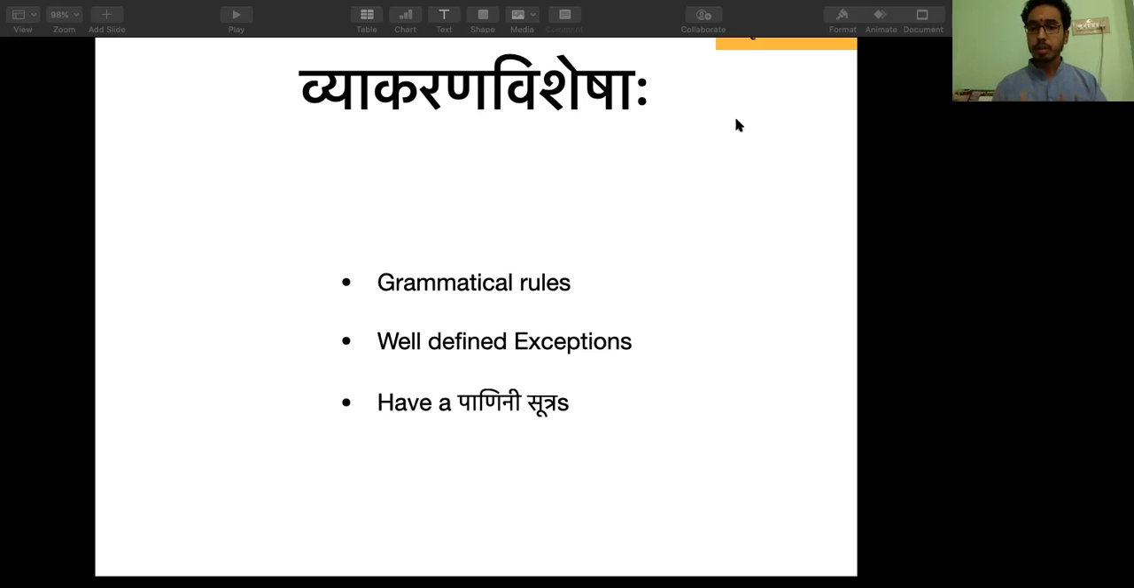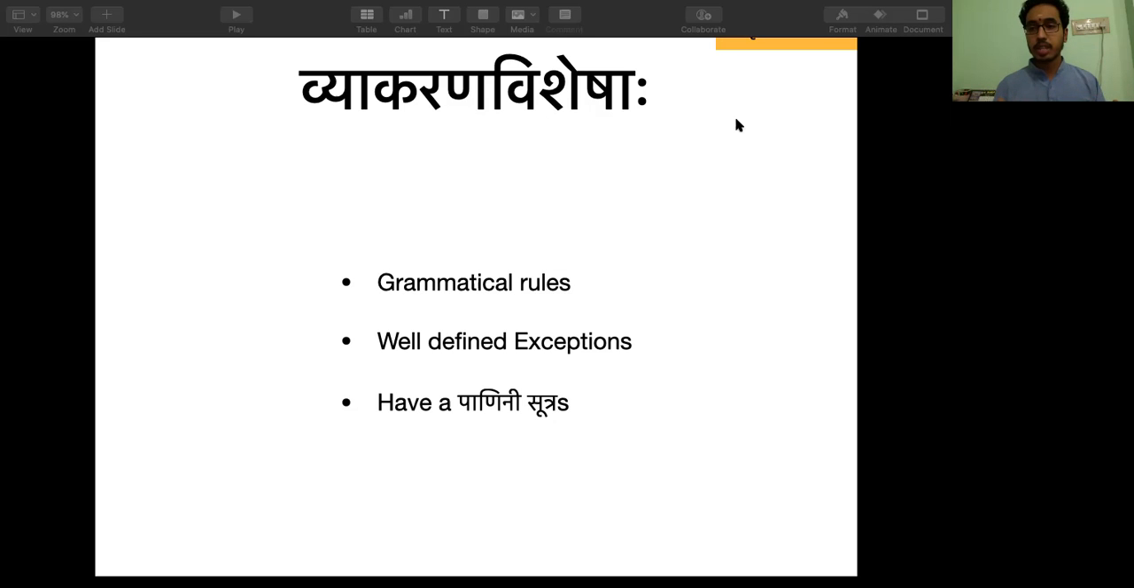And the common thing between these two is both of these have a Panini Sutra. And Panini Sutra is like a mathematical formula. So if you know Panini Sutra, you can understand even the exceptions. So that is how great Sanskrit is. Even for exceptions, they have written rules. Because usually exceptions are something that don't follow rules. But Sanskrit, even for exceptions, they have created rules. And that comes under Vyakarana Vishesha.